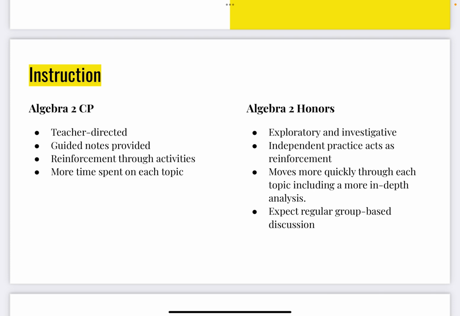And the practice outside of the classroom not only reinforces, but a lot of times there are unique little problems that come up that may not have come up in class. If you don't do the homework, you won't see those things. We move more quickly at the honors level through each topic, and the problems are way more difficult, as you're going to see in a couple slides. And then finally, expect regular group-based discussion.